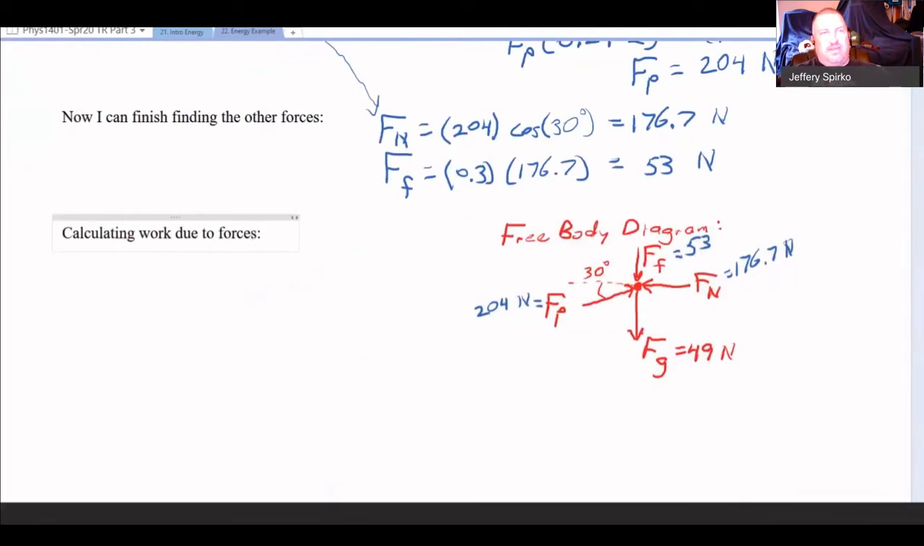So now we need the new topic, calculating work due to forces. And I pointed you to the notes and the lessons from last year. I did a very brief conceptual introduction to energy on Monday, but work is equal to, for example, Fx delta x.